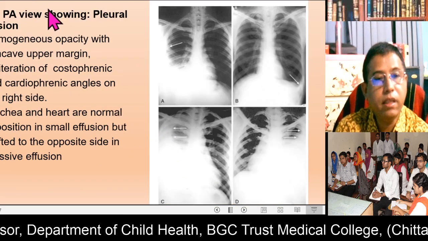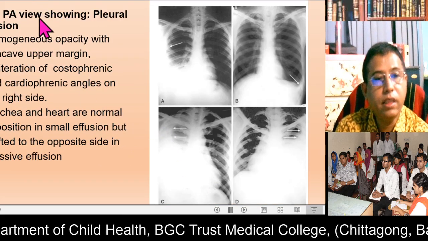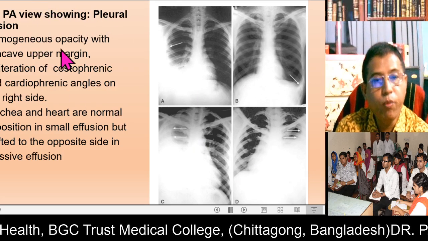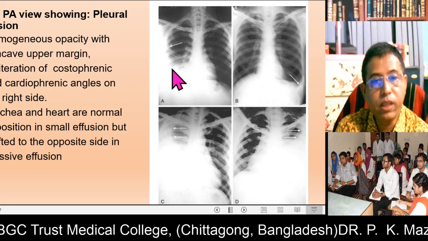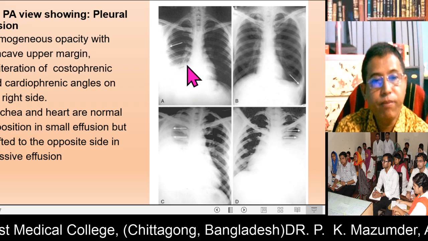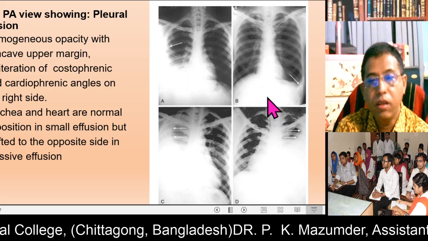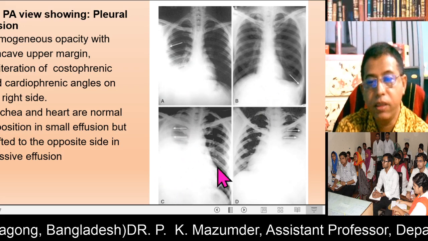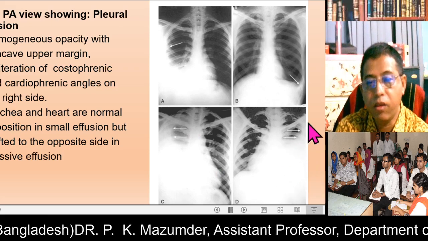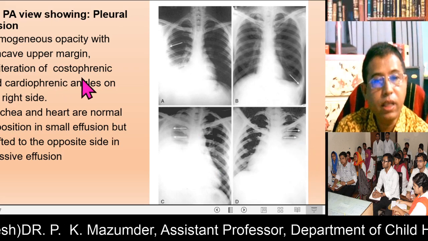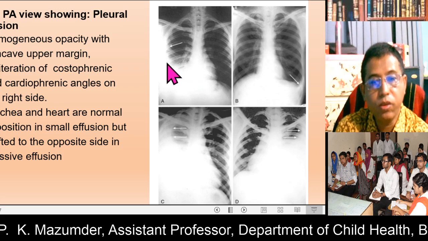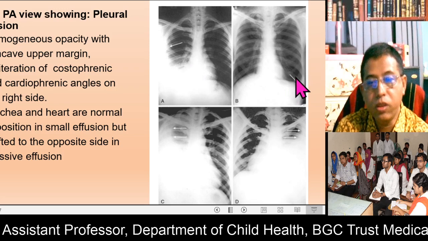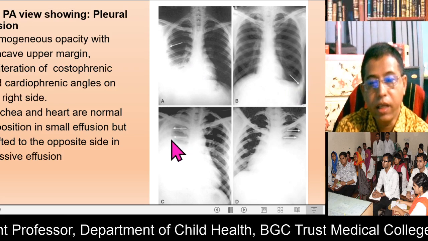So this is a chest X-ray view showing pleural effusion. Homogeneous opacity with a concave upper margin, and obliteration of the costophrenic and cardiophrenic angle.